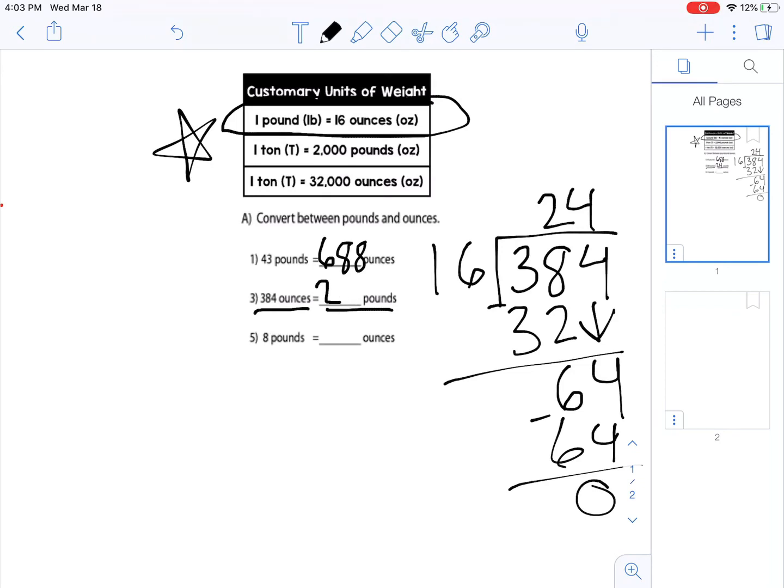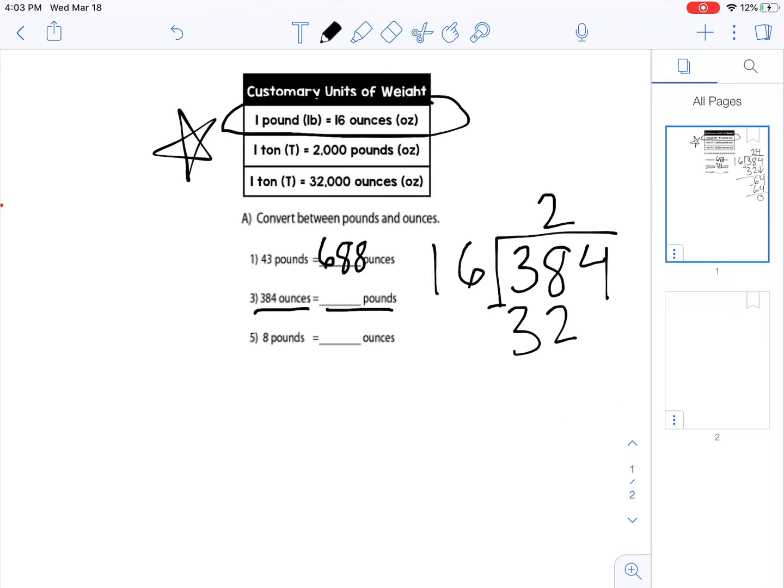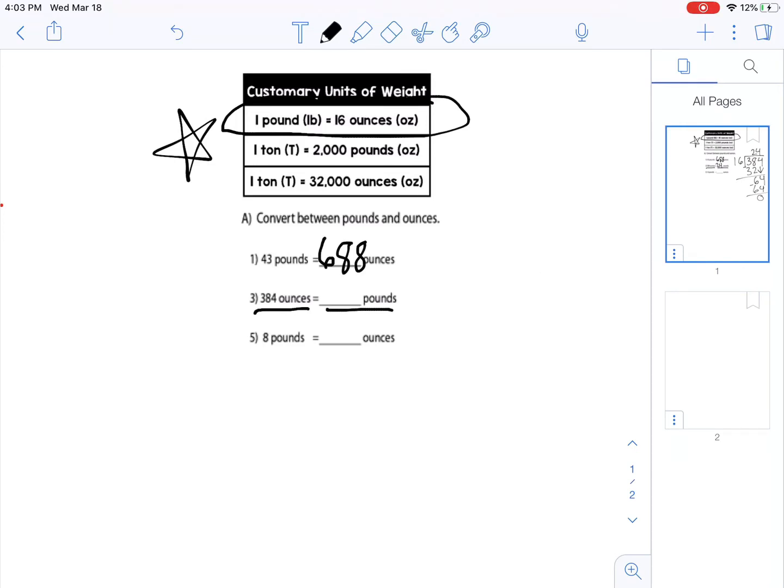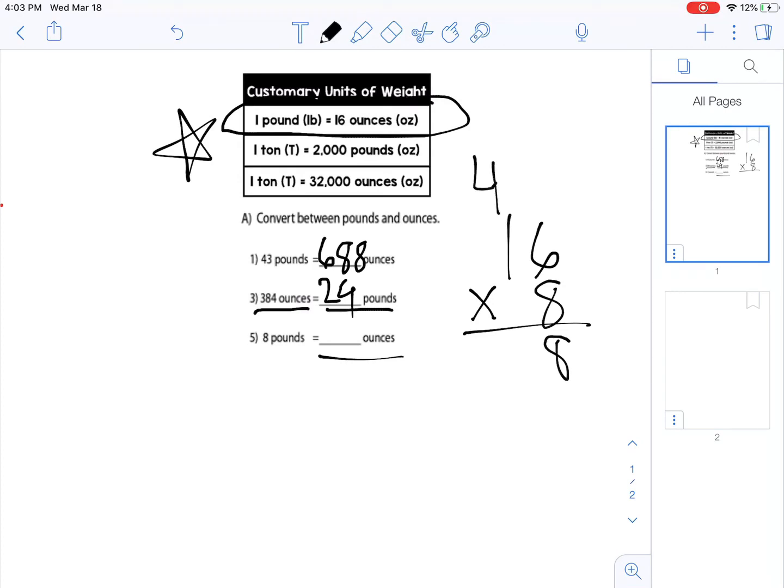Let's go ahead and just jump on into our very last one. We're looking at 8 pounds equals how many ounces? So we're starting with pounds. We're still looking at that top conversion. If we are starting with pounds and we're going to ounces, our number for ounces is going to be greater. That means we will have to multiply. We're going to take 16 times 8. So you're doing first 6 times 8, which is 48. Carry the 4. 8 times 1 is 8, plus 4 is 12. So our answer is 128 ounces.